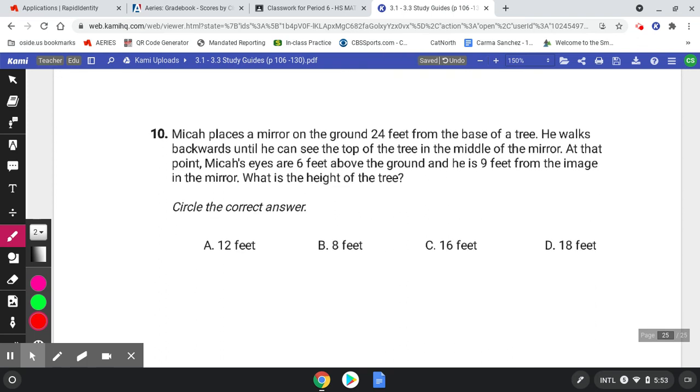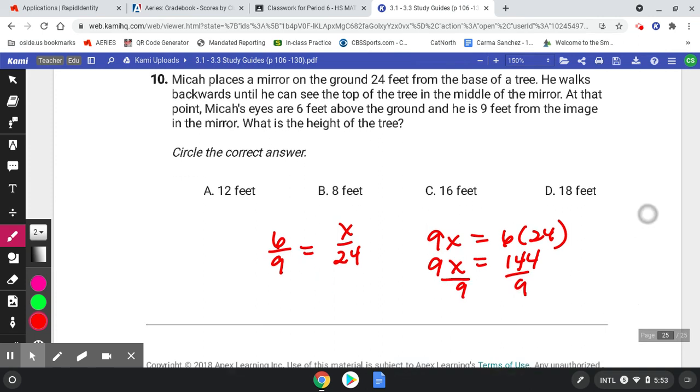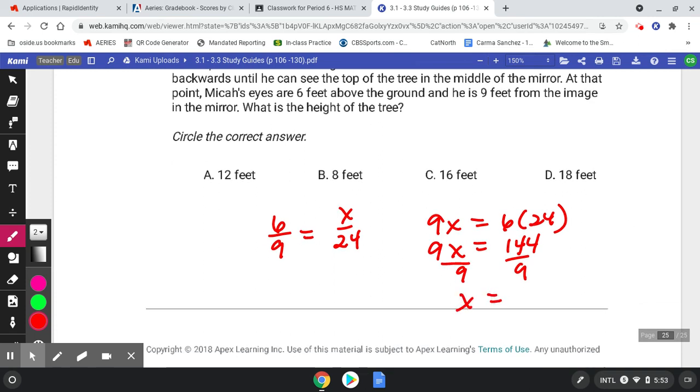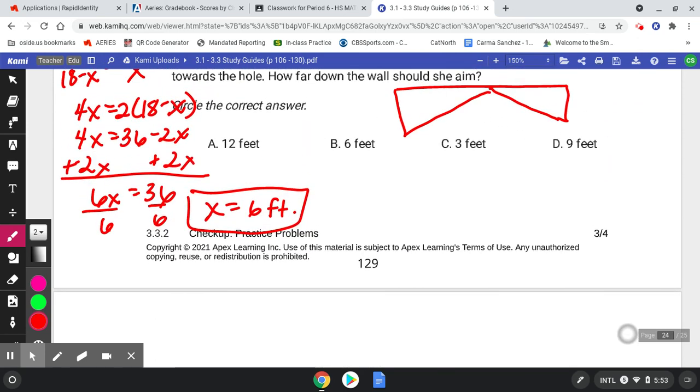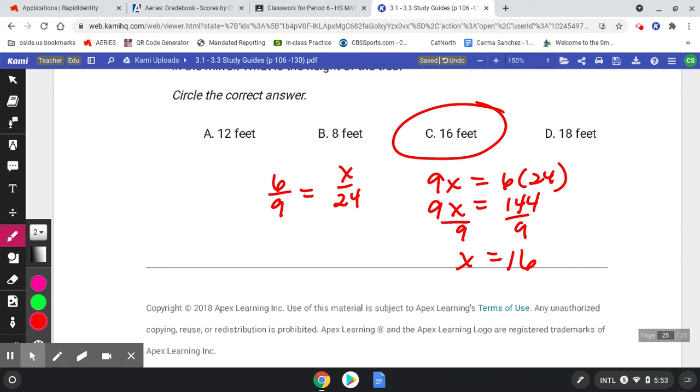All right, same thing for number 10. I hope you can draw a diagram, but we should get a proportion that solves something like 6 is to 9 as x is to 24. We cross multiply and get 9x equals 144. We divide and we get 16. So this one up here was 6, sorry, letter B, and this one right here is 16, letter C.